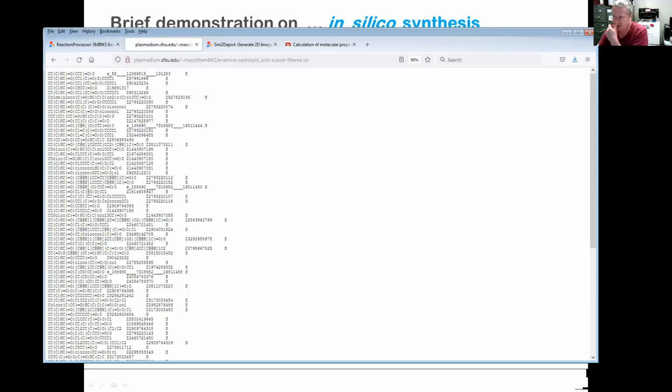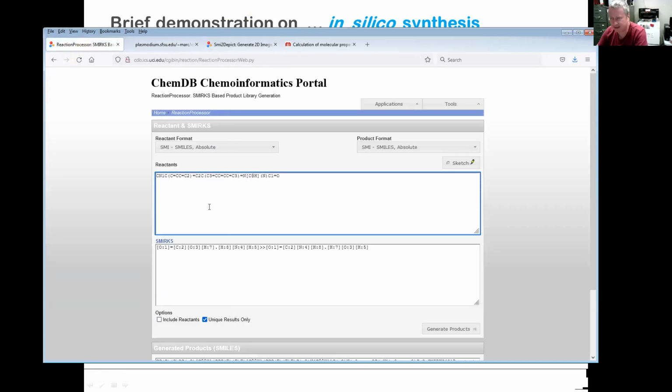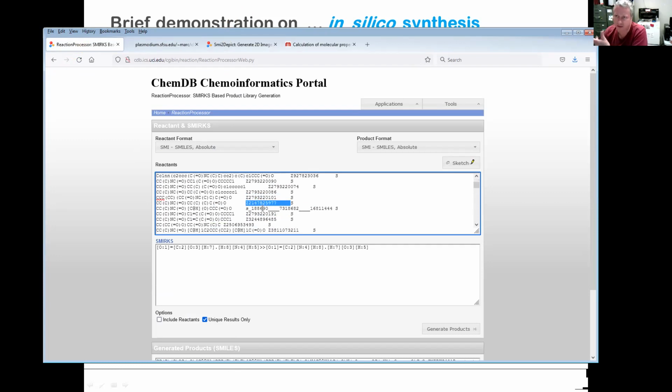So this has a whole bunch of carboxylic acids that I pre-filtered to cut down the amount of them. Copy it, go back and paste it right into the reactants box. And what are these other codes? I think these are part numbers. These are ChemDiv or Enamine. So these are part numbers. If I want to purchase these carboxylic acids, they have these part numbers and I can look them up and find the pricing or whatever.